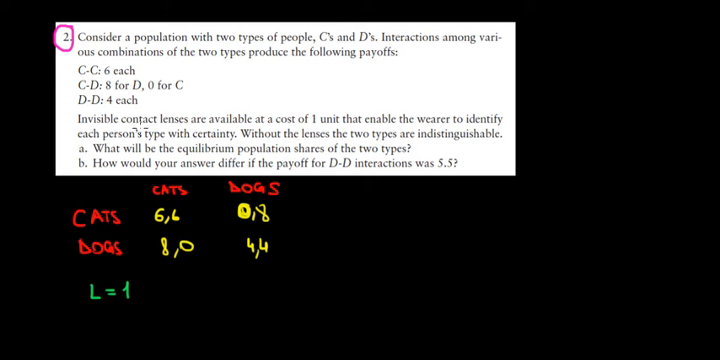And we also know that there are invisible lenses at the cost of 1, so lenses are 1, to distinguish between the types of people. Now, let's have a look at first question. What will be the equilibrium population shares of these people? So what does that mean?